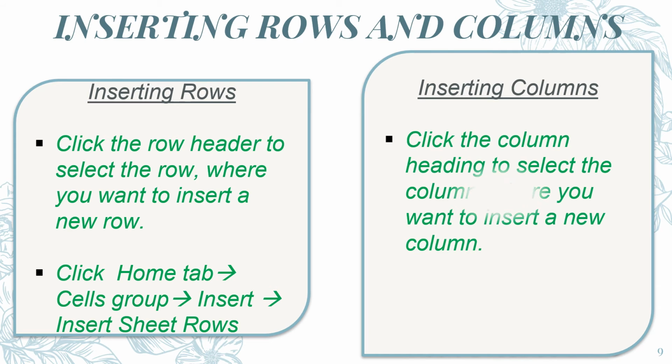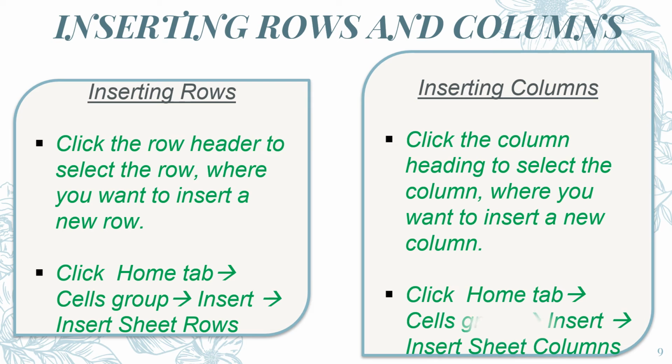In the same way, you can insert columns in your spreadsheet. In order to insert a column, click the column heading to select the column where you want to insert a new column. Again, you will click on the Home tab, Cells group, Insert Sheet Columns option. So for inserting a column, the command is Home tab, Cells group, Insert Sheet Columns option. Clear?